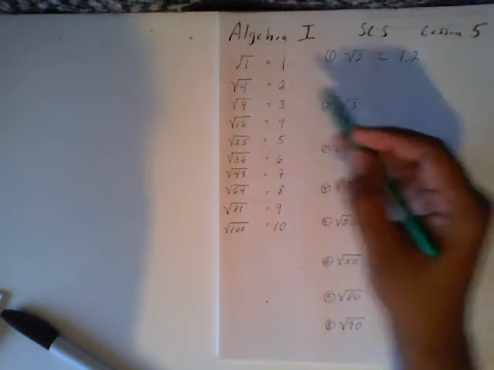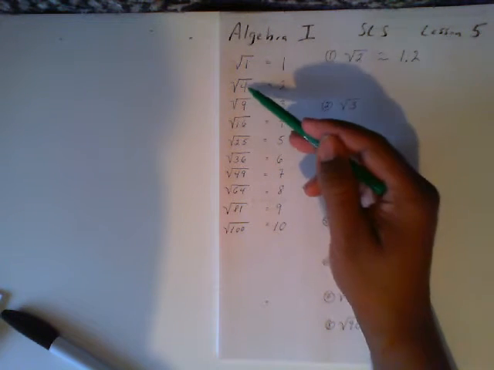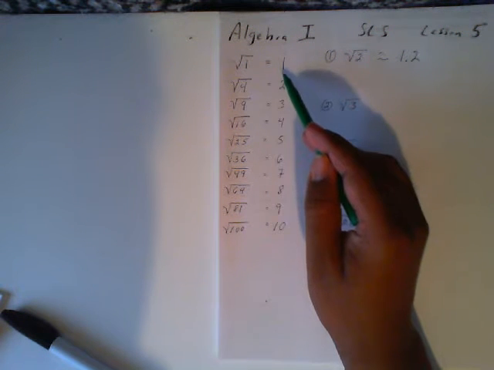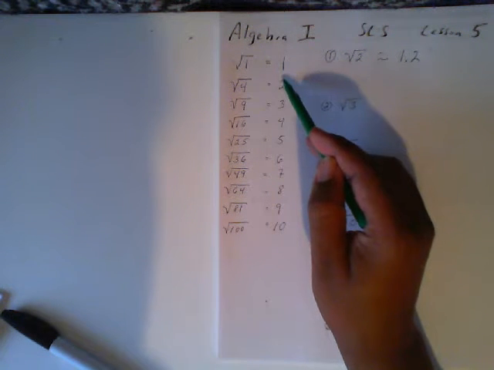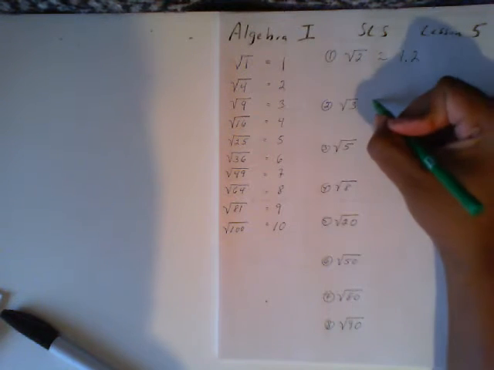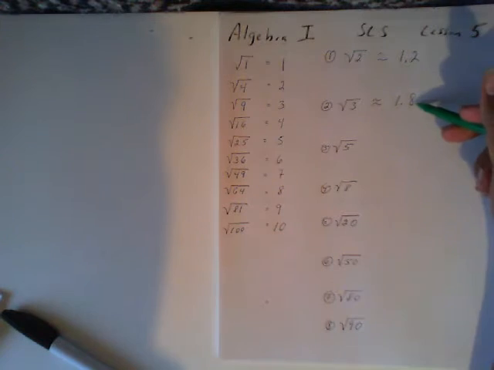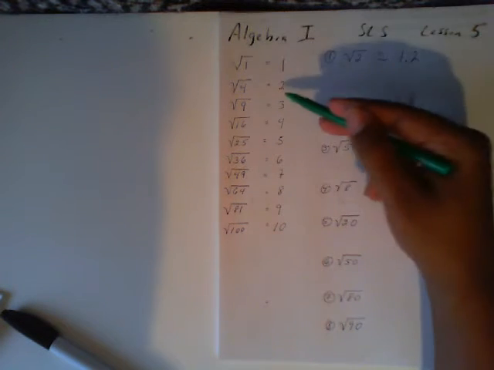Now the square root of 3 is between the square root of 1 and the square root of 4, but the square root of 3 is closer to 4, so it would be between 1 and 2, but closer to the 2. So I would estimate that to be about 1.8, and the 8 places the estimate closer to 2.